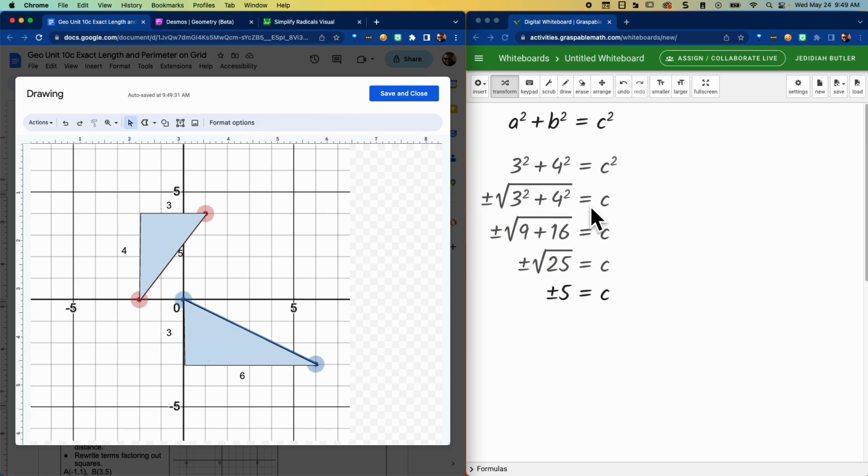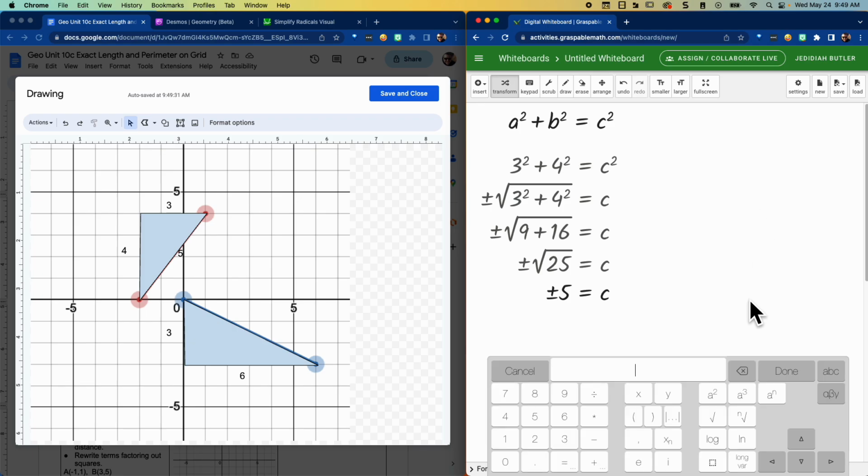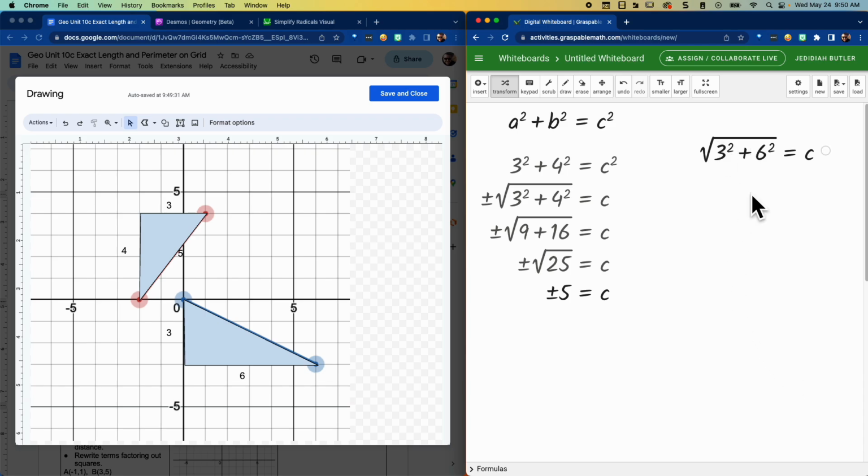So now I'm going to do the same kind of thing, but instead we're going to have 3 squared plus 6 squared equals that c squared. And you can shortcut this by making all of this inside a square root, and we can go ahead and jump down to that next step. There we go. So 3 squared is 9, 6 squared is 36. I'm going to put those together and get 45.